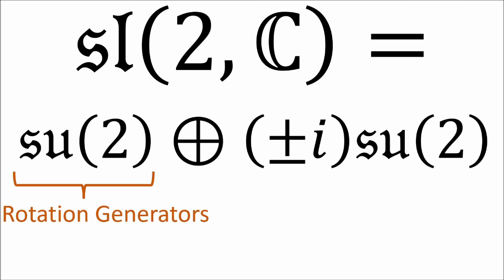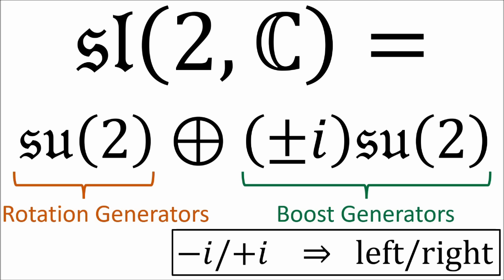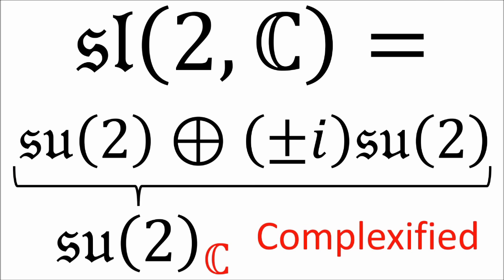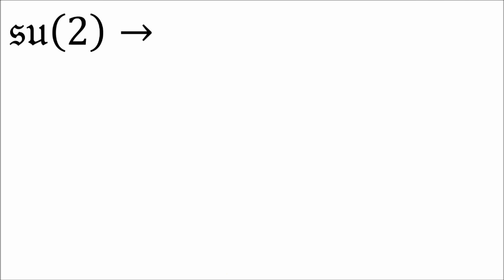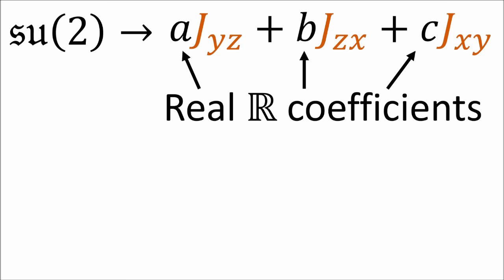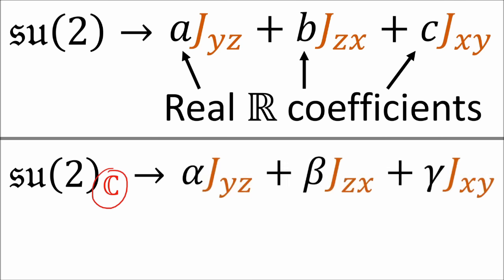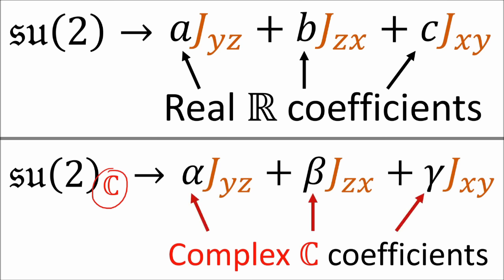One ordinary copy of SU2 for the rotation generators, and another copy of SU2 multiplied by plus or minus the complex i to get boosts. The plus or minus sign determines whether we get the left or right spin 1/2 representation. We call this the complexified version of SU2. So with the ordinary SU2 Lie algebra, we combine the generators using real scaling coefficients. But with the complexified version of SU2, denoted with this C subscript, we can scale the generators by complex scaling coefficients.